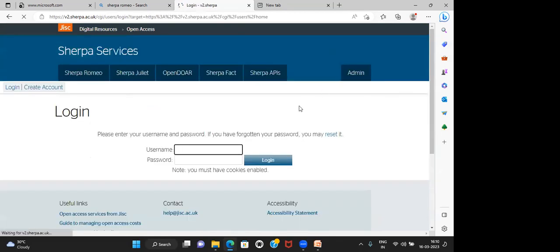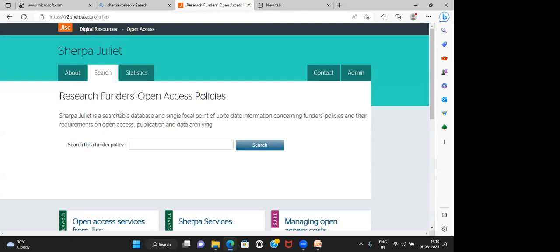So, Romeo Juliet. Basically, Romeo Juliet is a searchable database and single focal point of up-to-date information concerning the funders' policy and their requirements on open access publication and data archiving.